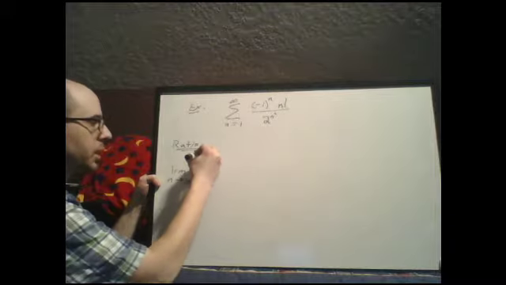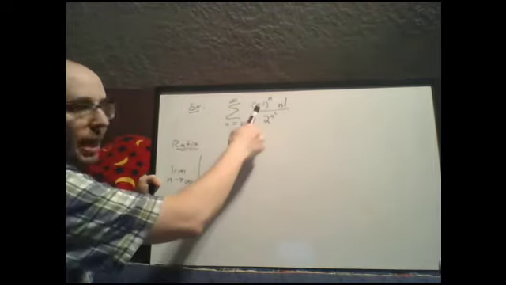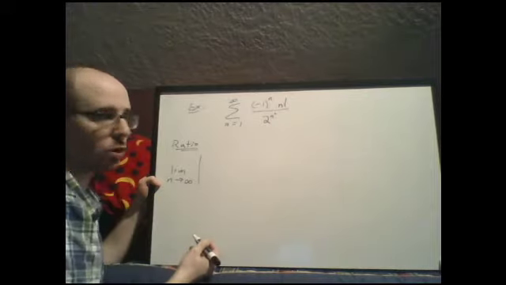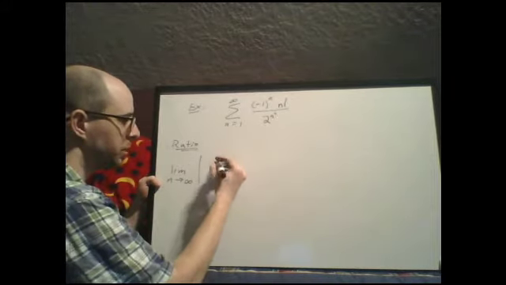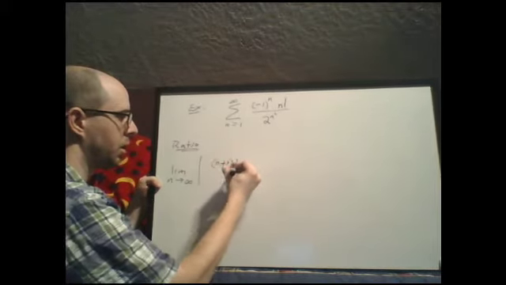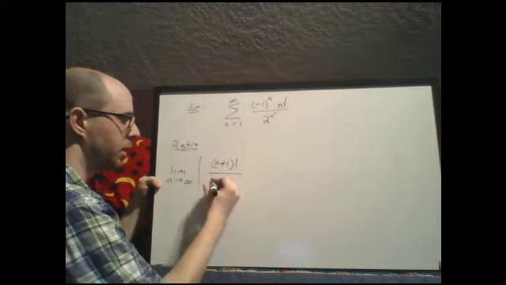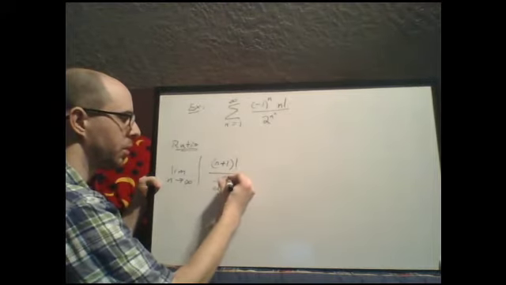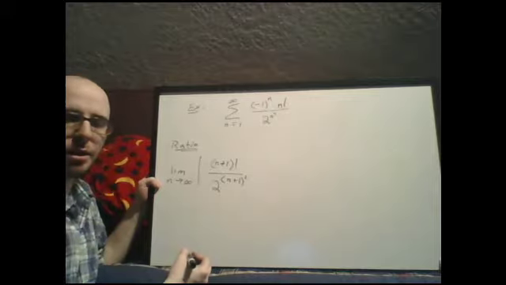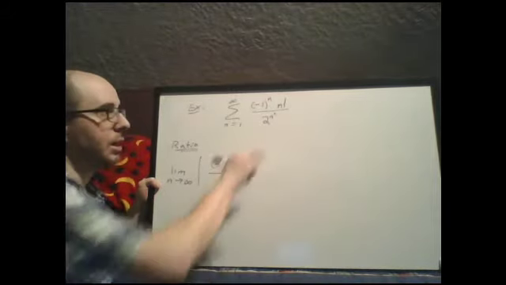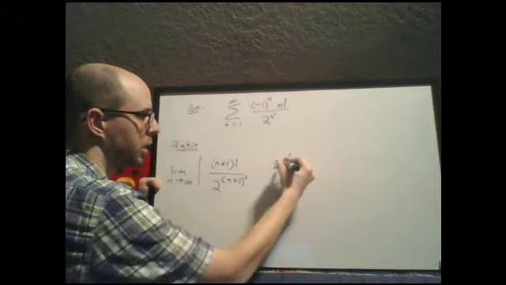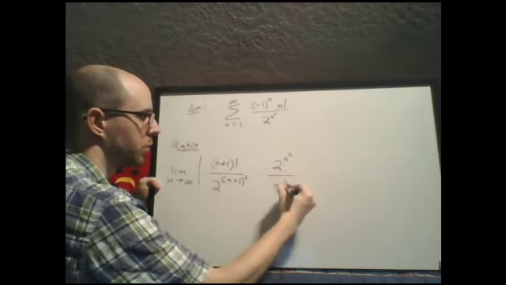And for the ratio test, we're doing the absolute value, so that -1 to the n won't matter. I want the n plus 1 version of our term. So n plus 1 factorial divided by 2 to the power n plus 1 squared. Then we multiply that by the reciprocal, 2 to the power n squared over n factorial.